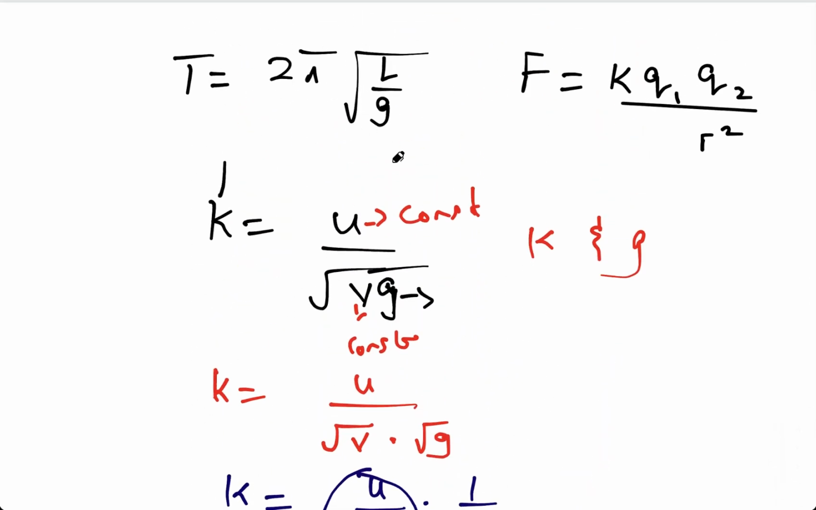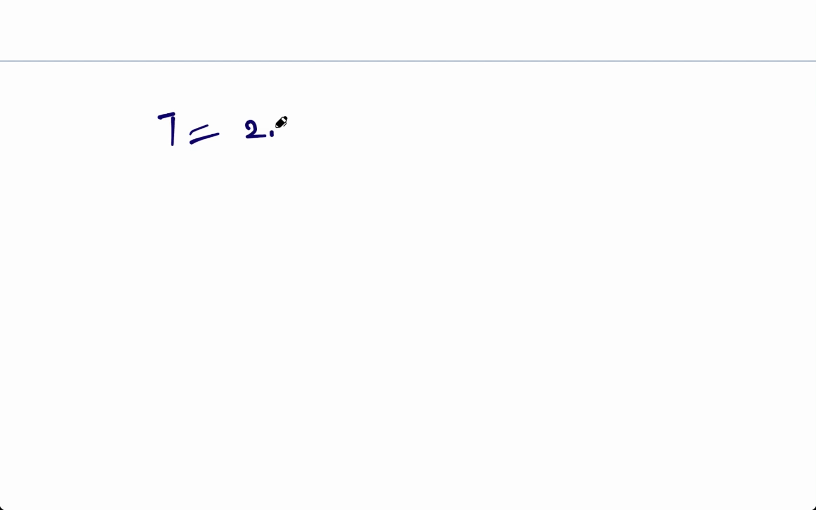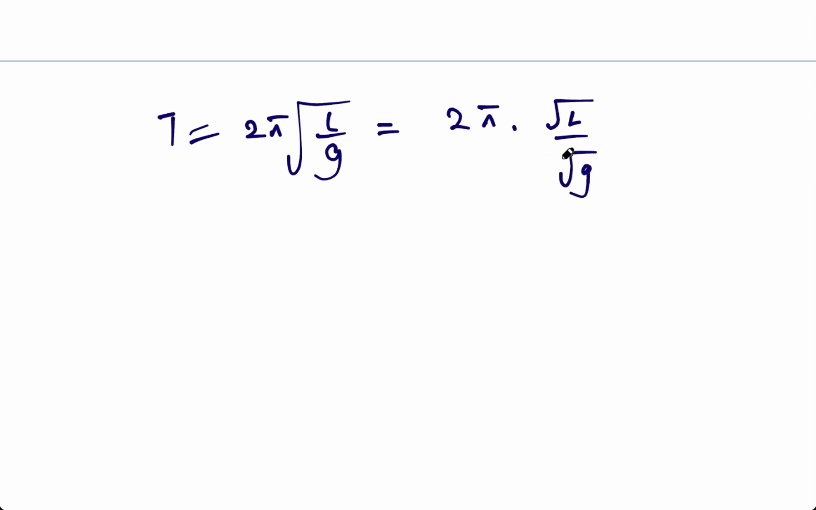Let me start with T equals 2 pi square root of L over G. So if I have T equals 2 pi square root of L over G, let's say I want to vary T with L. To vary T with L, I will do the same thing, separate everything. So we have something like 2 pi multiplied by square root of L over square root of G. Now that I'm done with the separation, I can bring the constant.